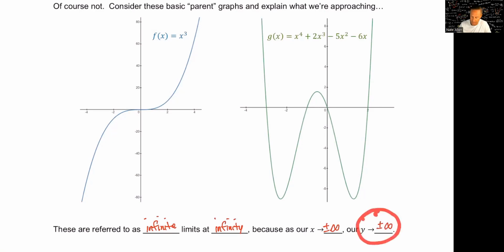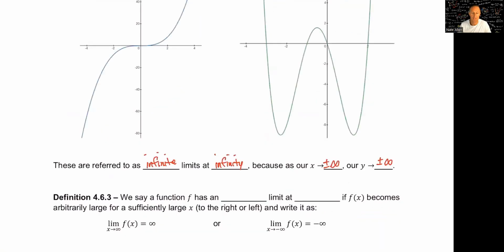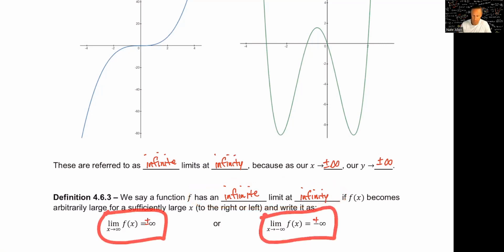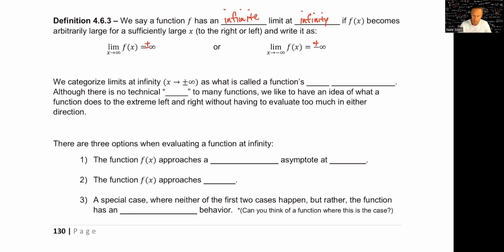Infinite limits at infinity, which takes us to our next definition in this section, 463. We say a function f has an infinite limit at infinity if our y value goes to either positive or negative infinity as our x value goes to positive or negative infinity. So this is the verbiage, this is the symbology for each of those infinite limits at infinity.